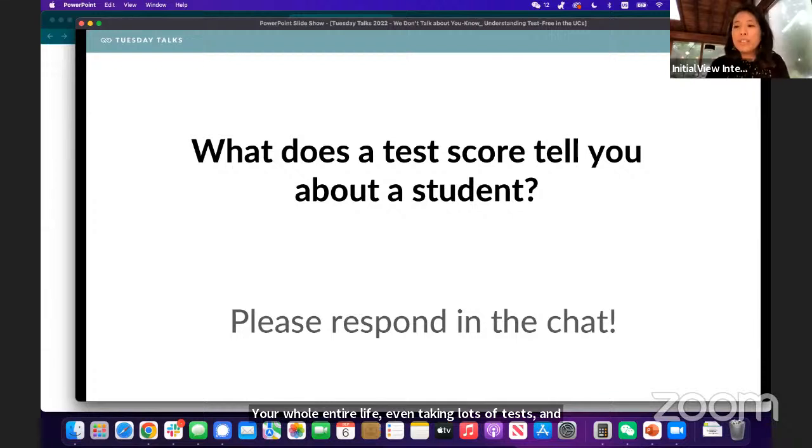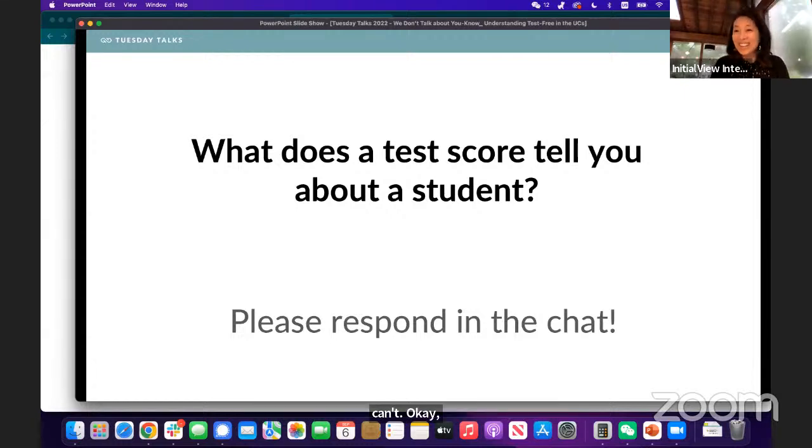And so as we transition to talking about test-free, I wanted to start with what do you think a test score does tell about a student? If you were a teacher, an administrator, an admissions officer, if you saw a test score, what does it tell you about the student? I know it's always a little hard to get started with a chat question, but don't be afraid. And I want to make sure, can you all chat? Maybe you can. Let's see.